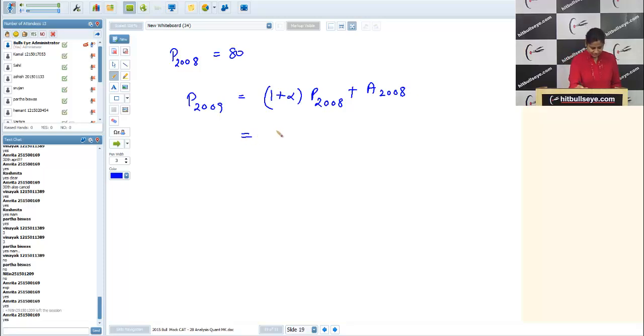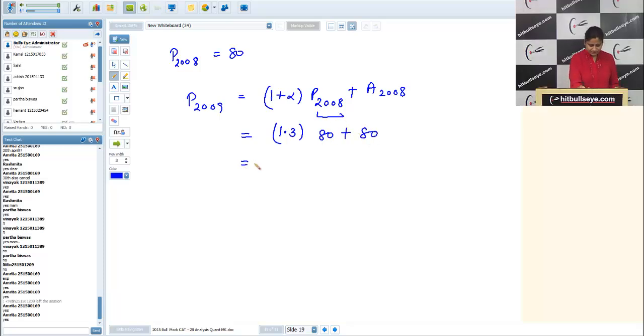So since this was a good year, we can take 1.3. P 2008 is 80, A 2008 is 80. So P 2009 comes out to be 184. That is the predicted rainfall in 2009. Are you getting me, Amrita? But the actual rainfall in 2009 was 94.